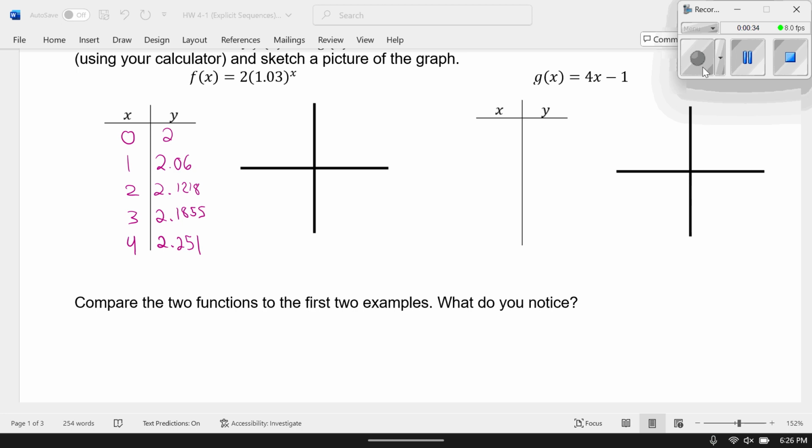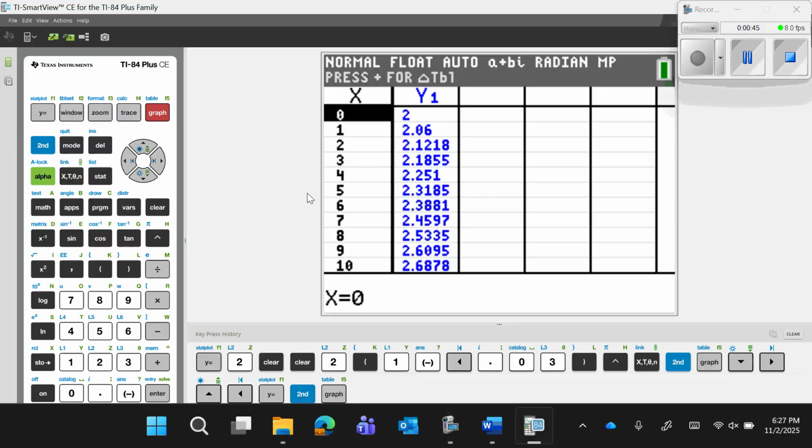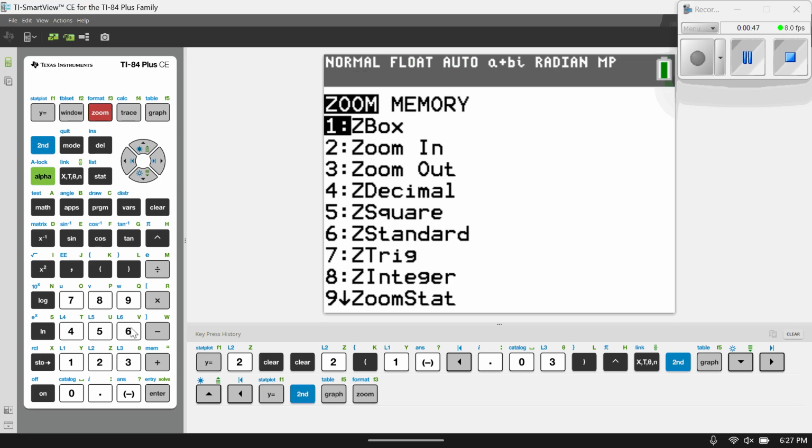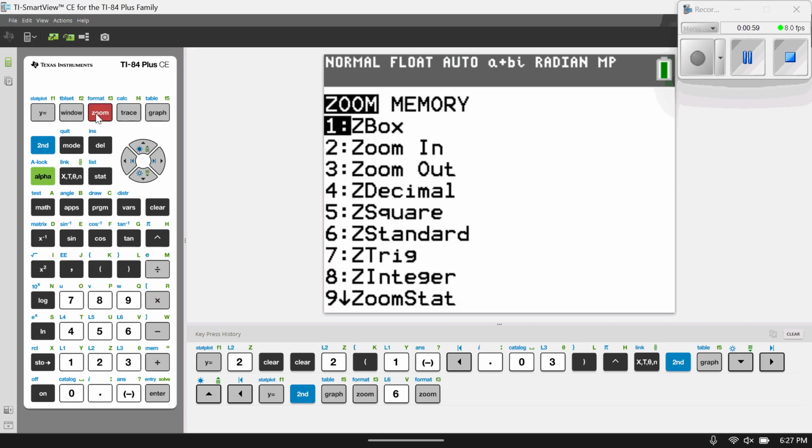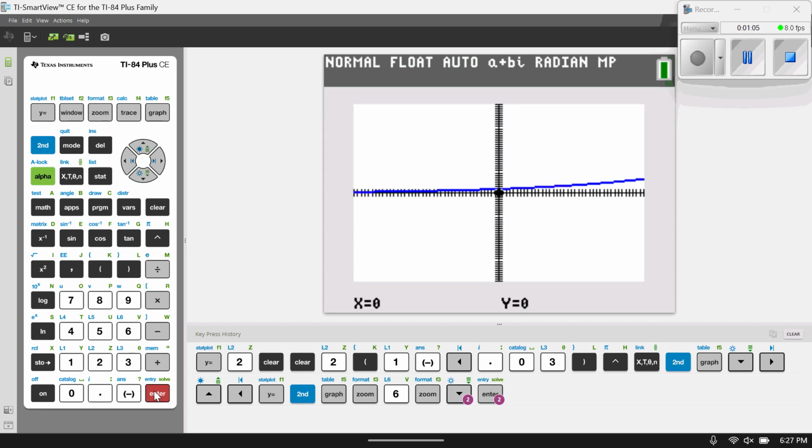Now we're going to go to the graph and we are going to sketch a picture of the graph. Remember that when you go to the graph, you're going to want to hit zoom 6. That way we get a nice view in case we previously altered it with our calculator. So zoom 6, zoom standard, and it doesn't look like very much. I can tell you that if you do zoom out, you might get a better picture of it. So in general, to zoom out, you choose the zoom out button and you hit enter.